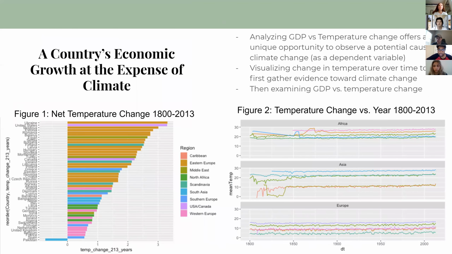In our analysis on economic growth relative to climate change, we felt it was an important question to ask because it allowed us to look at a potential cause of climate change. We began by constructing visualizations that showed that temperature is indeed rising for every country over time. And then we moved on to our analysis of GDP per capita relative to climate change.